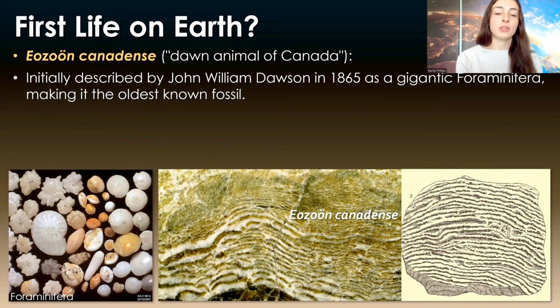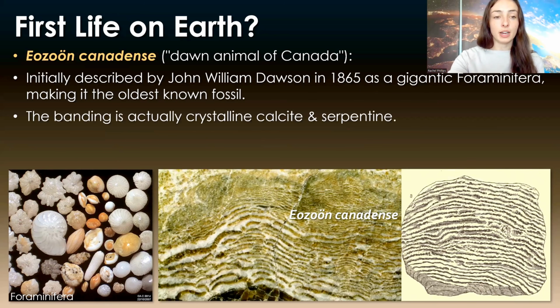Initially, the man who found and described it in 1865, John William Dawson, described it as a giant foraminifera. Foraminifera are microfossils, also microorganisms that still exist today and have all these different morphologies. So he just called it a foram. He wasn't sure exactly what kind it was, but it had this tiny layering that made it look a little bit like the internal structures of some forams. Because he called it a fossil, that made it the oldest known fossil at the time.